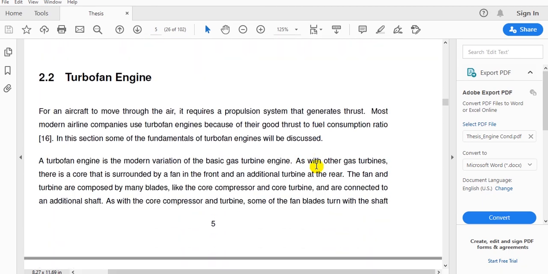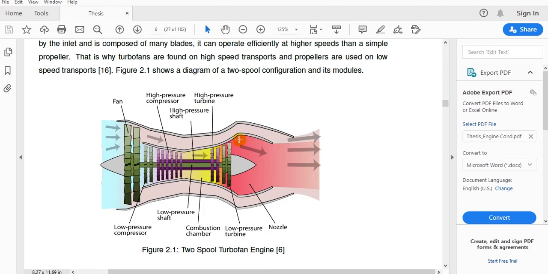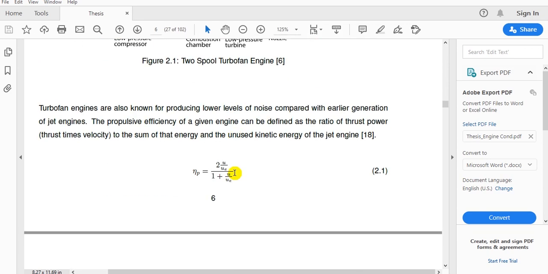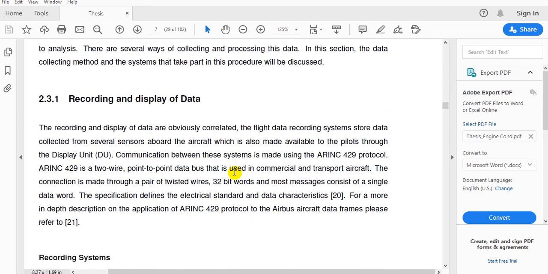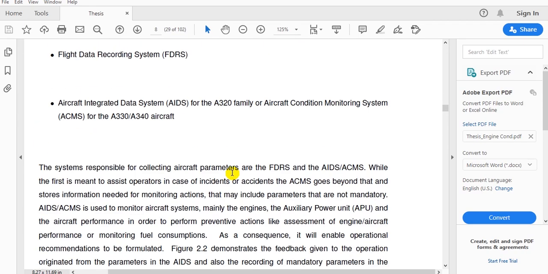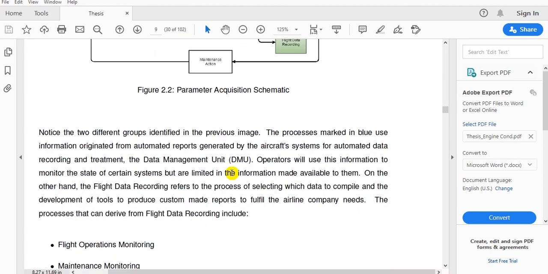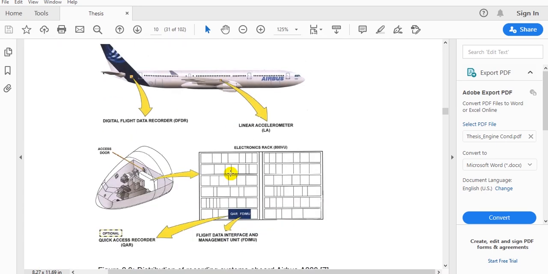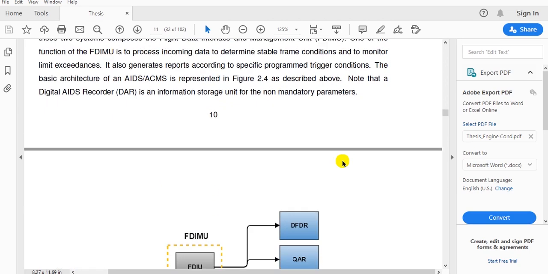Please wait. This is an introduction about the engine. Here, describe the engine: combustion, low compressor, low turbine, high compressor, high turbine, and fan. This is the data, and this is the data source from here, from the aircraft.